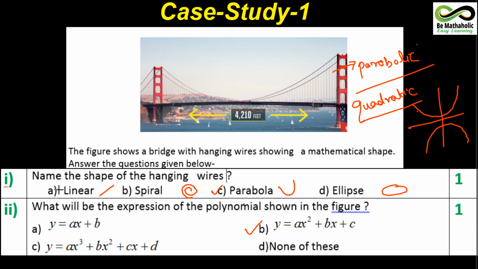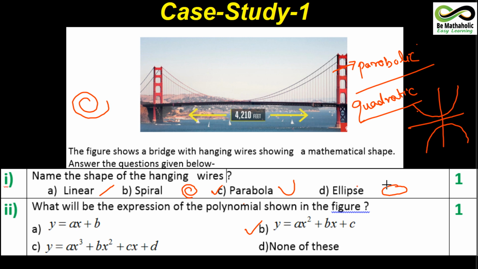Now the question says, name the shape of the hanging wires. Just now I told you it is the shape which is called a parabolic shape. You can see it over here. So this is linear. Linear means related to a line. Spiral means it is a shape like this. You must have observed how a spiral is formed. This shape is not what is shown here. Secondly, as I told you, this is a U-shaped curve, so it is a parabolic shape.